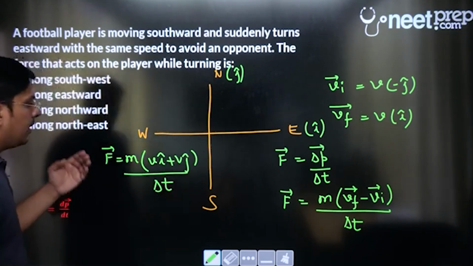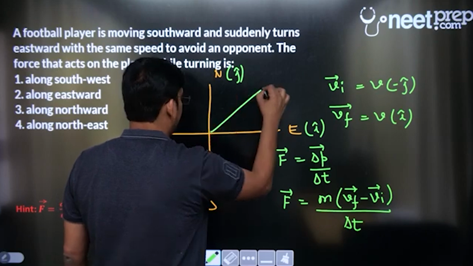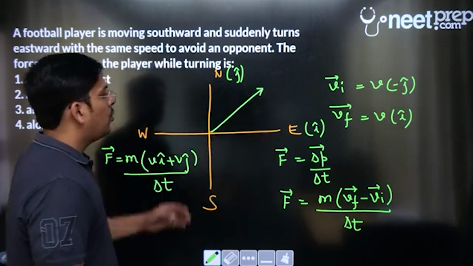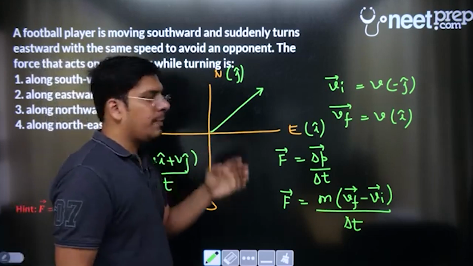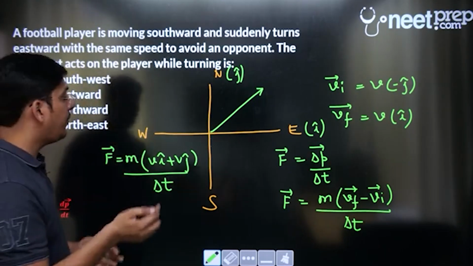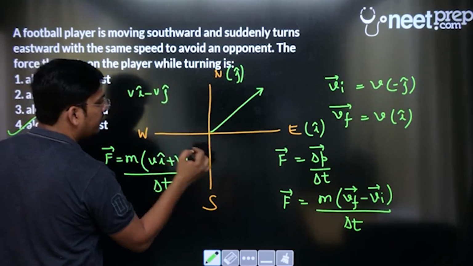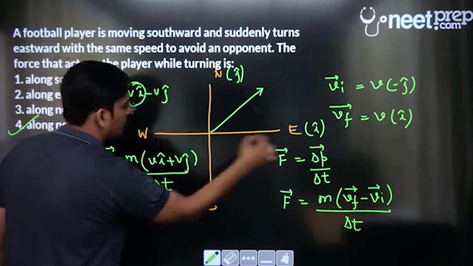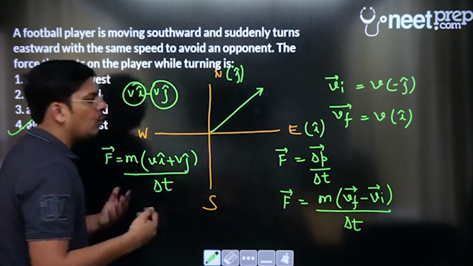Now this i cap plus j cap will lie in this plane, right? That means his direction would be along northeast, right? See, if we would have got v i cap minus v j cap, that means along the x-axis it is positive and along the y-axis it is negative, then the answer would have been southeast, right?